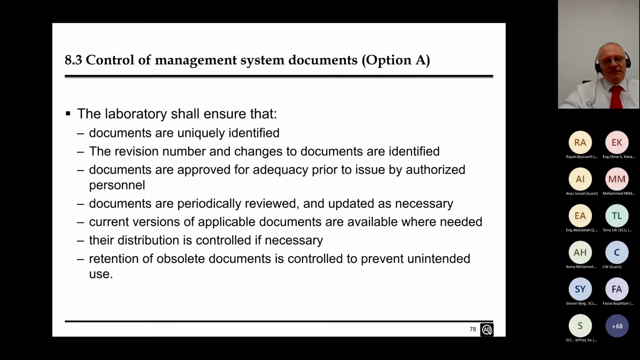Sometimes controlling distribution is simple because we often have these things online, but you need to make sure people aren't downloading and printing out documents, because that's when you can end up with issues with uncontrolled documents. If you need to keep obsolete documents, it's controlled in a way to prevent unintended use. So you may want to keep obsolete documents. They shouldn't be available to people accidentally.